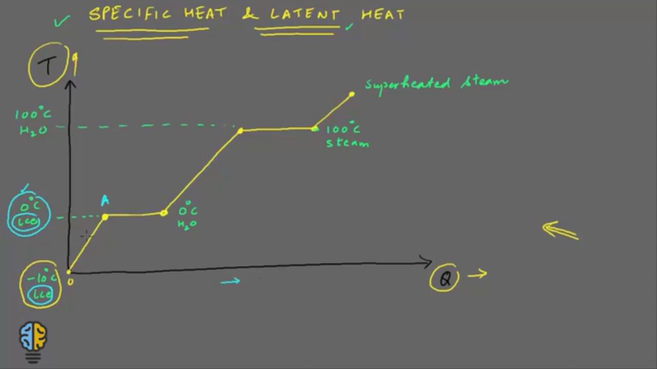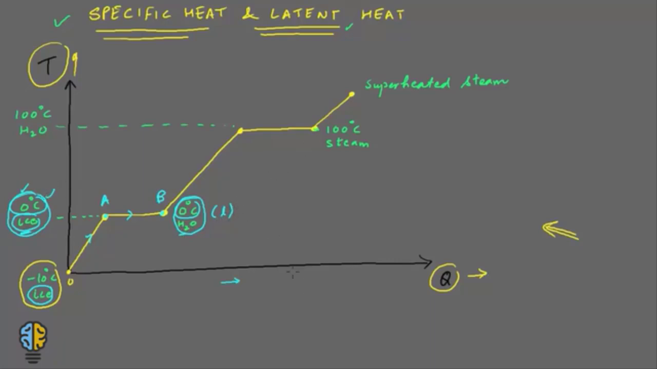Now you're still increasing heat. You now go from A to point B. Point B is 0 degrees Celsius water. Now you have got the liquid state. So this means that in going from point A to point B, the temperature has remained the same, but the state of the matter has changed from solid to liquid.